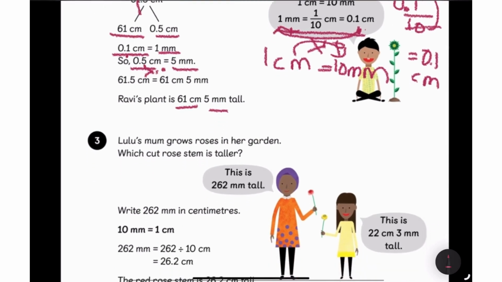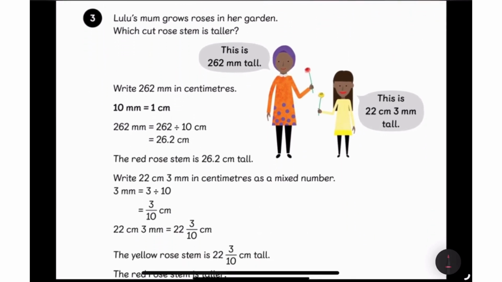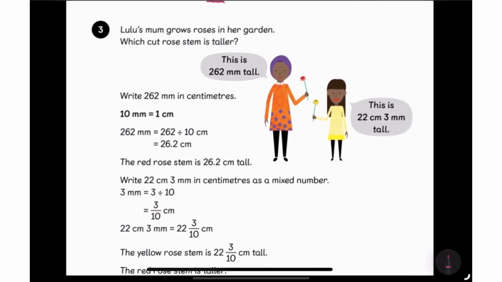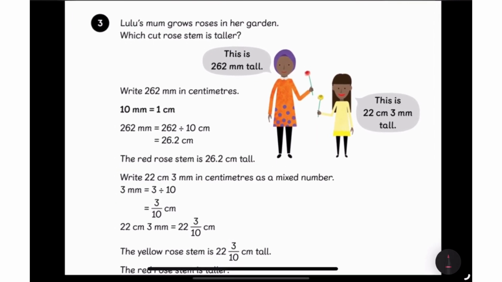Which cut rose stem is taller? Lulu's mom's is 262 millimeters, but Lulu's is 22 centimeters and 3 millimeters. So let's first write 262 millimeters in centimeters. We know the key that 10 millimeters equals 1 centimeter, right? Therefore, I will divide 262 by 10. Why am I dividing? Because now I'm converting the smaller unit into centimeters. So when I convert millimeters to centimeters, I divide by 10.